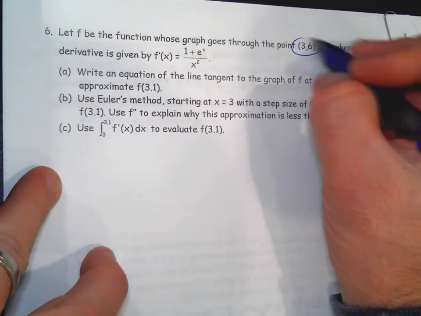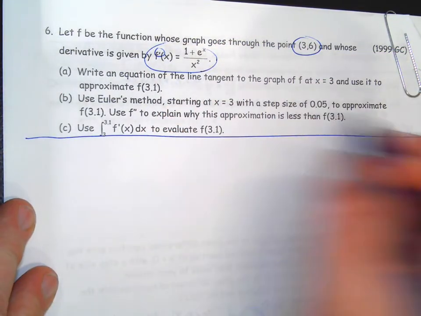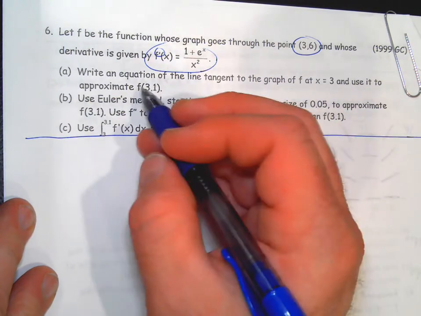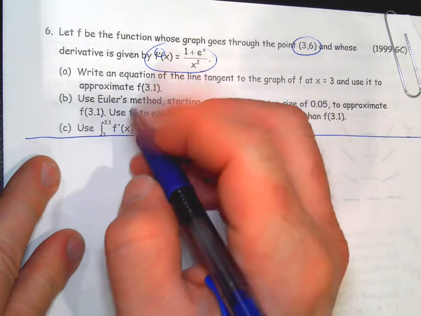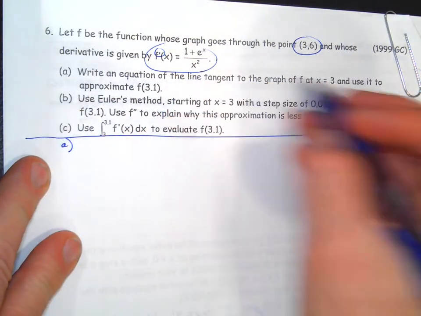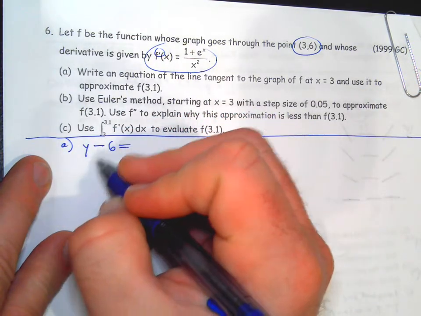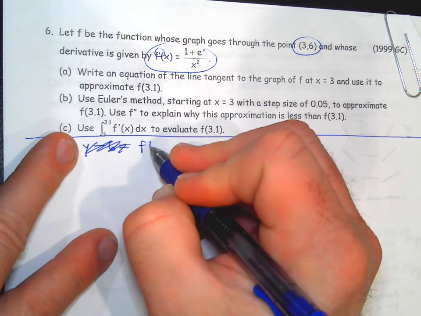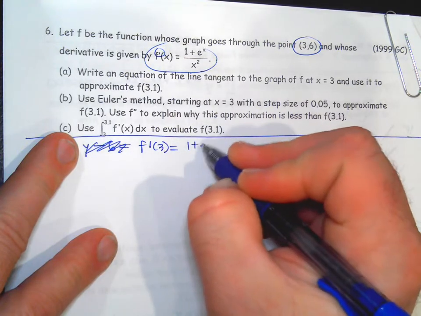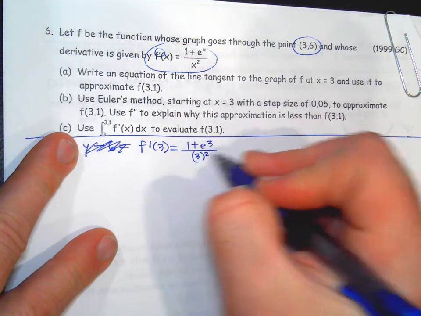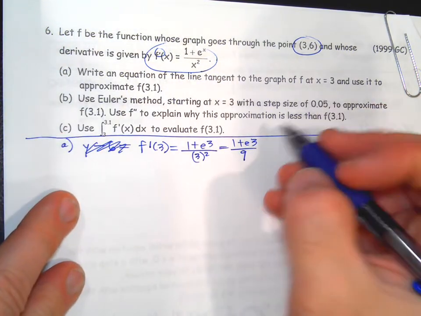After the function, initial condition, derivative, write the equation of the tangent line and use it to approximate 3.1. So this is like a Calc AB problem. One step tangent line approximation. So write the equation of the tangent line. It's going to be y minus 6 equals, I guess we should calculate f prime first. F prime at x equals 3 equals 1 plus e to the third over 3 squared equals 1 plus e to the third over 9. And so that's your slope.